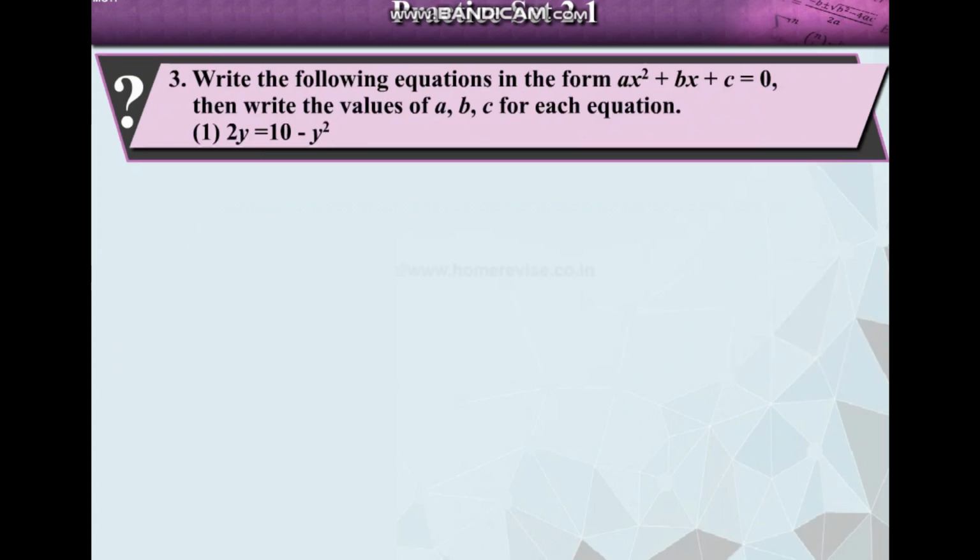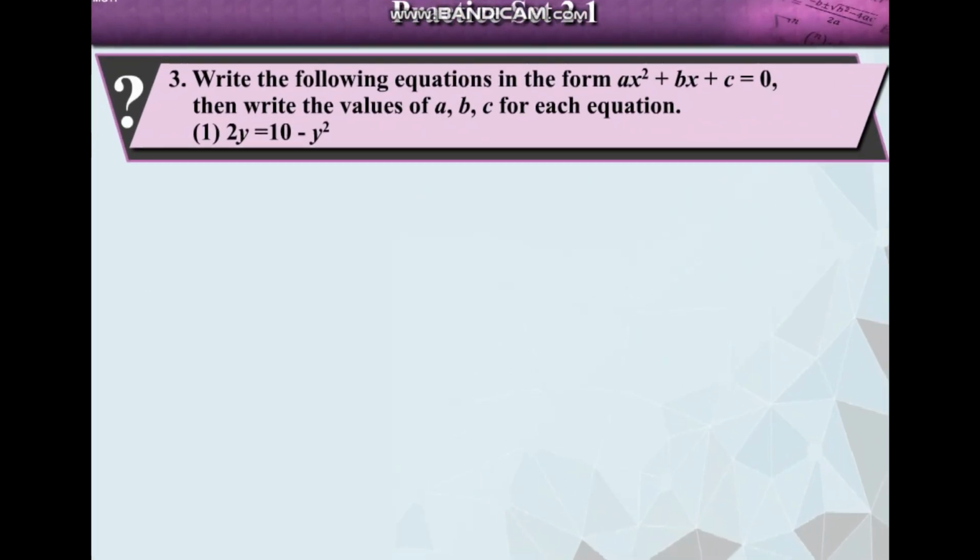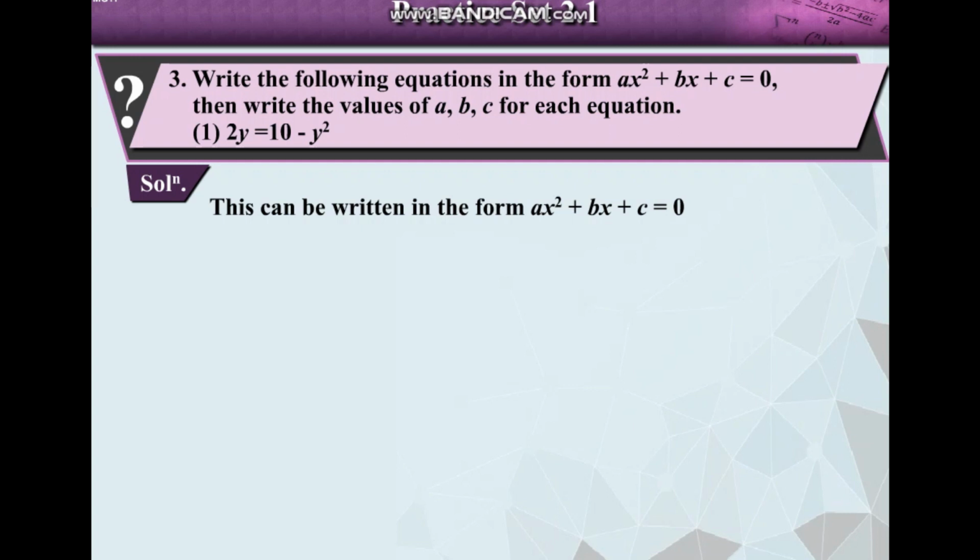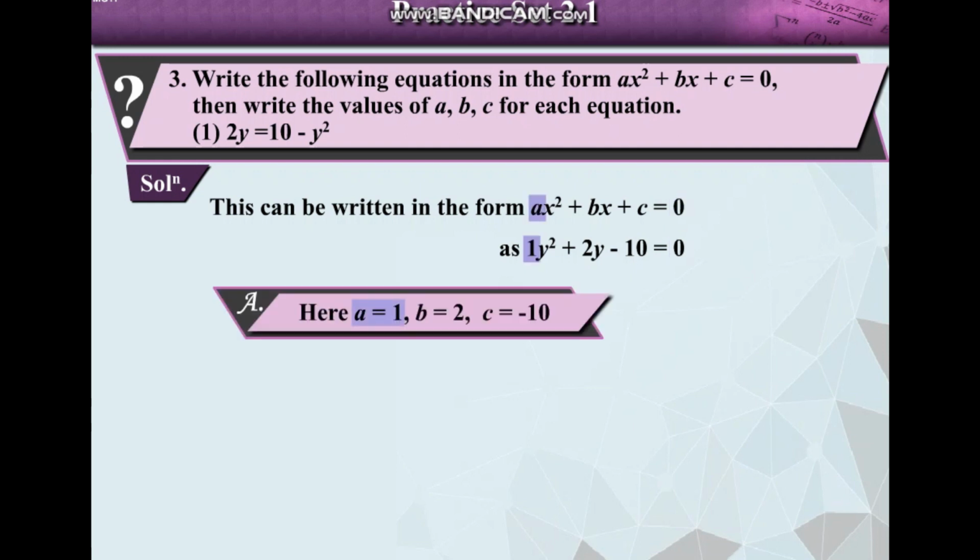3. Write the following equations in the form ax² + bx + c = 0. Then write the values of a, b, c for each equation. 1. 2y = 10 − y². Solution. This can be written in the form ax² + bx + c = 0 as y² + 2y − 10 = 0. Here, a = 1, b = 2, c = −10.